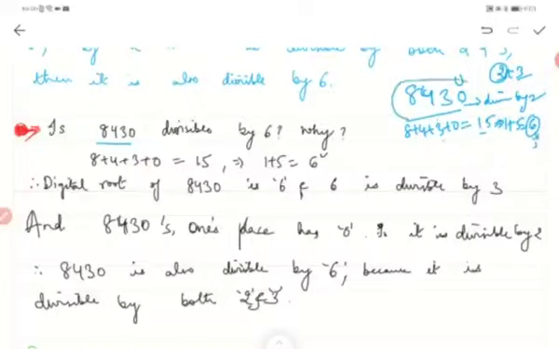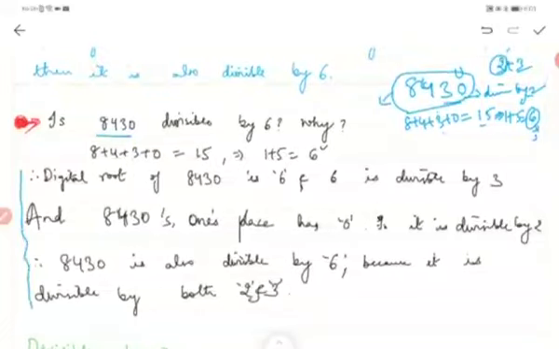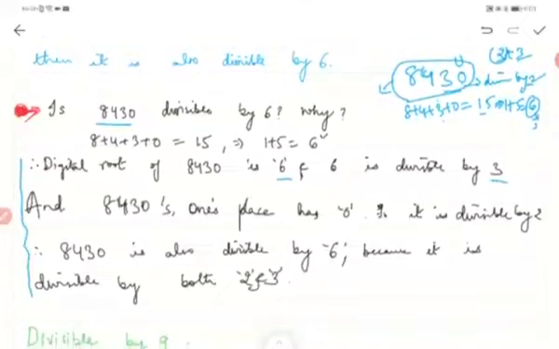So this number is divisible by 3 also. So when it is divisible by 2 and also 3, that is why you can say that it is divisible by 6. Okay, that is what I have explained here. The digital root we got is 6, which is divisible by 3, and since the digit at the one's place is 0, it is divisible by 2. So we can say that 8430 is also divisible by 6.